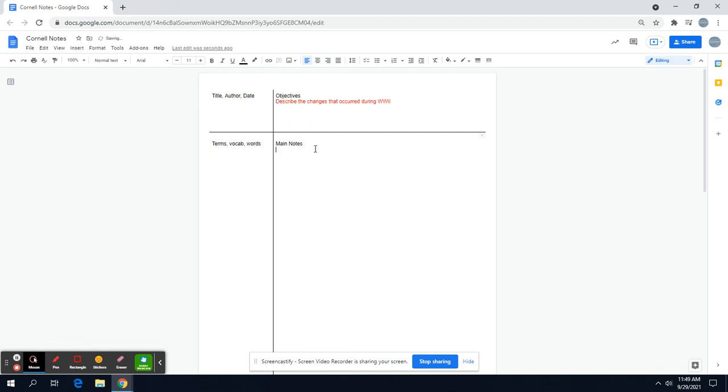Remember, you're not simply copying. You're not copying the book. You are taking notes so you never have to go back to the book and look at it again. You're just able to look at these notes, you're able to figure out how they're addressing your objectives up here, and then you're able to study from them.